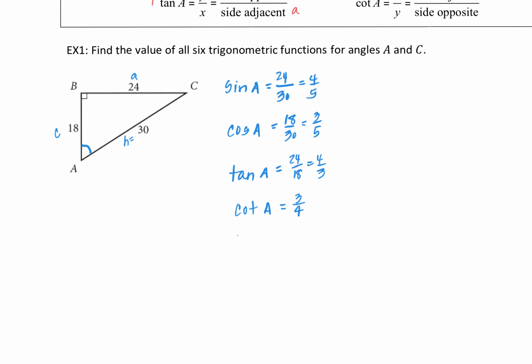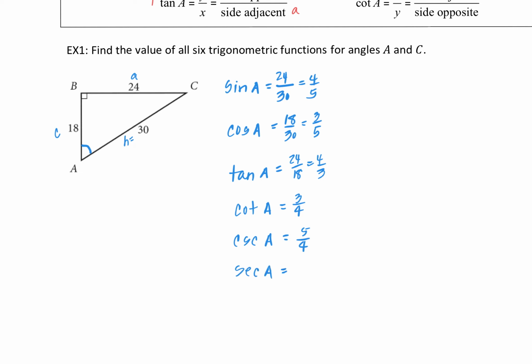Why don't we go to cosecant of A? Well, that's just a reciprocal of sine, so that would be 5/4. Or if sine is opposite over hypotenuse, cosecant is hypotenuse over opposite. And then last would be our secant. I'm just going to flip cosine to get 5/3.